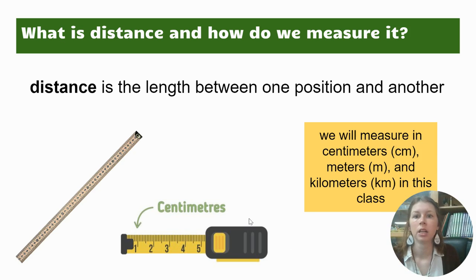So distance is the length between two points, one position to another position. We will use a meter stick or a ruler or a tape measure. The big thing is we are going to use units that have meter in it. And that is a different way of spelling it, but it's the same thing. So we'll use centimeters, cm, meters, m, kilometers, km. Anything that is based on the meter, we will use.